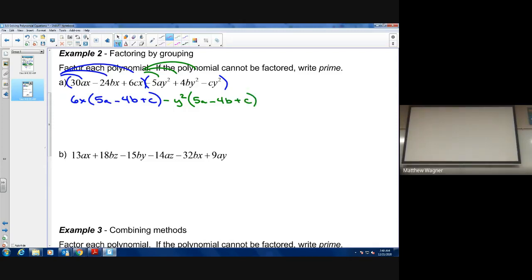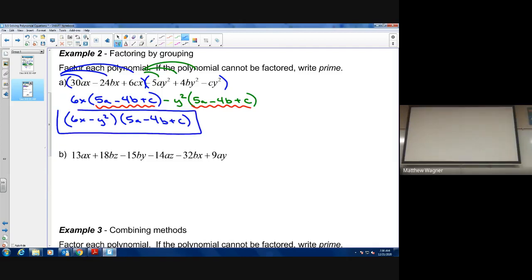If we group correctly, or if we can group, those should always be the same. So we wind up with 6x minus y squared, and then we have 5a minus 4b plus c as my answer. Again, factoring, we're looking for those patterns. What can we pull out? If they're the same, then we can factor by grouping.